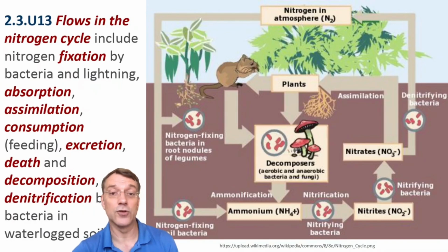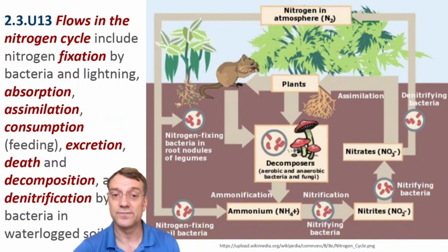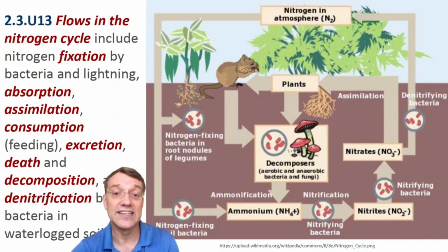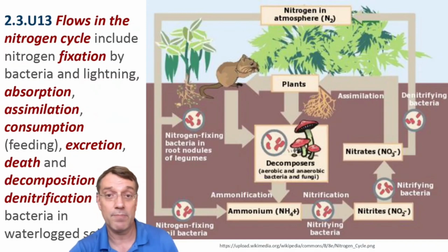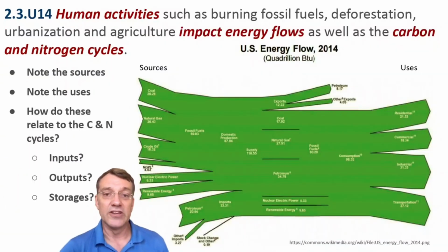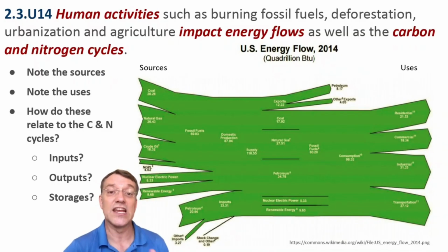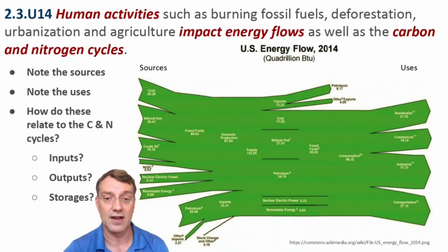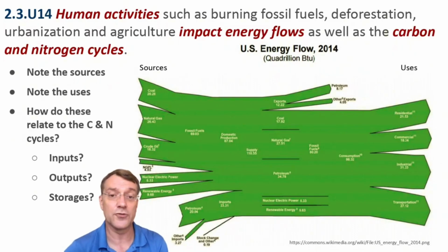Flows in the nitrogen cycle include nitrogen fixation by bacteria and lightning, absorption, assimilation, consumption, excretion, death, decomposition, and denitrification. These processes convert nitrogen between forms that organisms can use and forms that they can't use, and back to forms that they can use. Human activities significantly impact energy flows and biogeochemical cycles. This energy flow diagram shows sources and uses of energy in the United States, with fossil fuels dominating. Consider how these energy choices affect carbon and nitrogen cycles through inputs, outputs, and storage changes.